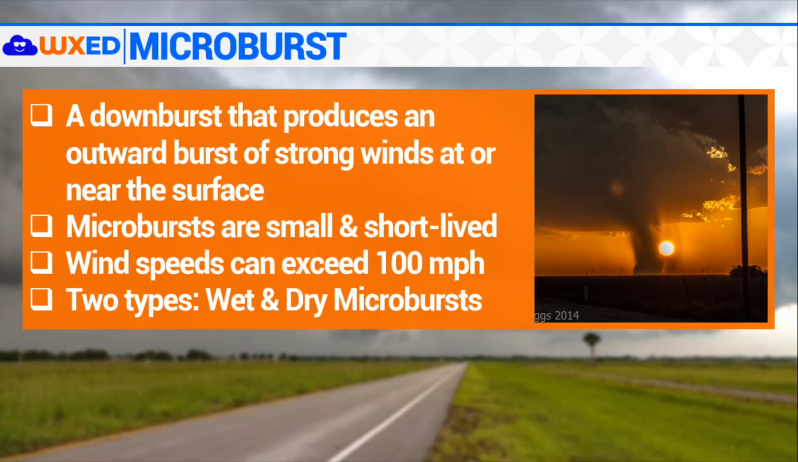Then you have a microburst, which is a downburst that produces an outward burst of strong winds at or near the surface. Now, as opposed to macrobursts, microbursts are small and short-lived, and wind speeds can exceed 100 miles per hour. And there are two types of microbursts. You have wet ones, which come with heavy precipitation, and then you have dry ones. You see those more out in the west.